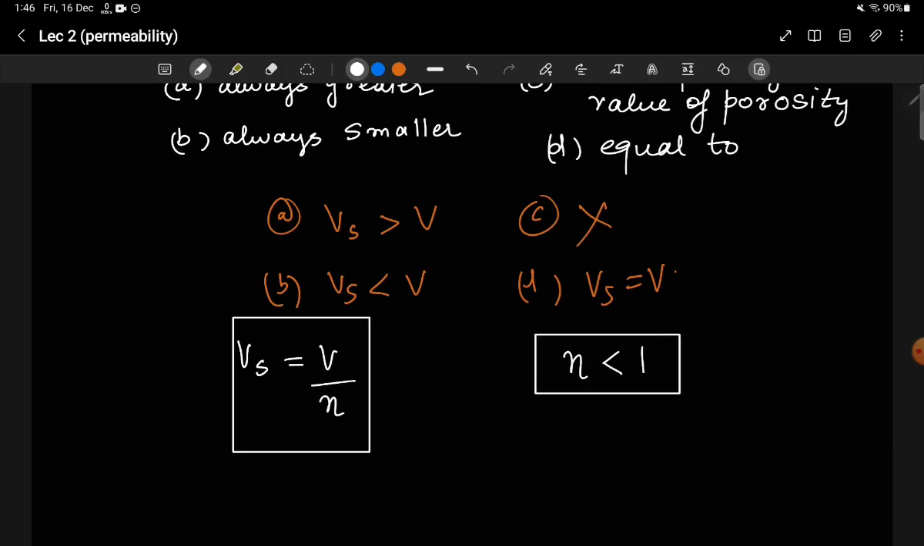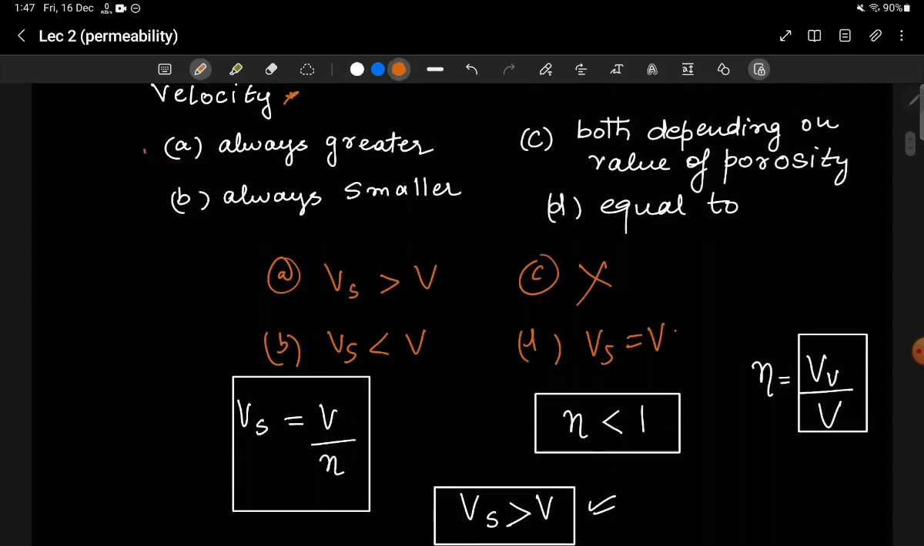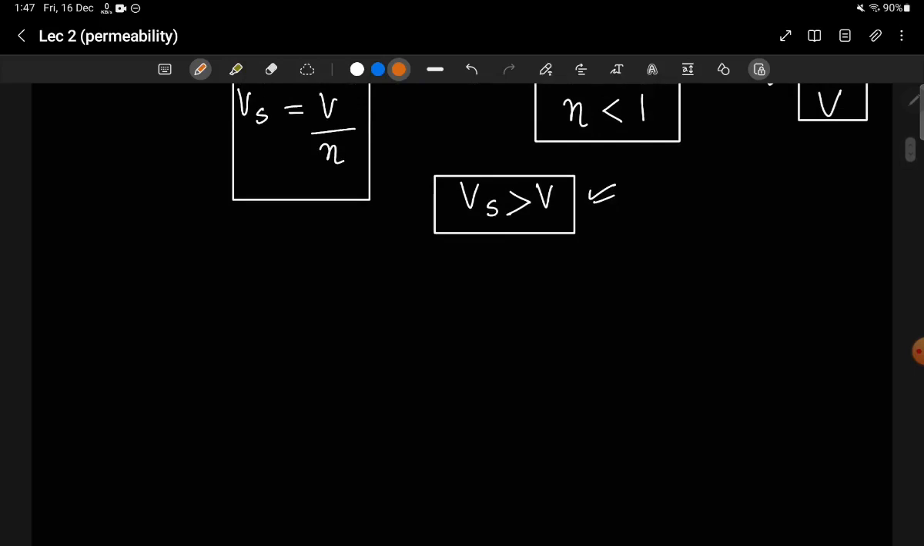n cannot be 1, because as we know, porosity is volume of voids by total volume. n equals 1 means the whole volume, the total volume of soil mass, has nothing but voids. Then how will it be soil? So hence n will always be less than 1. So if n is always less than 1, then Vs will always be greater than V. Hence the correct answer would be: seepage velocity will always be greater than the discharge velocity. Okay.